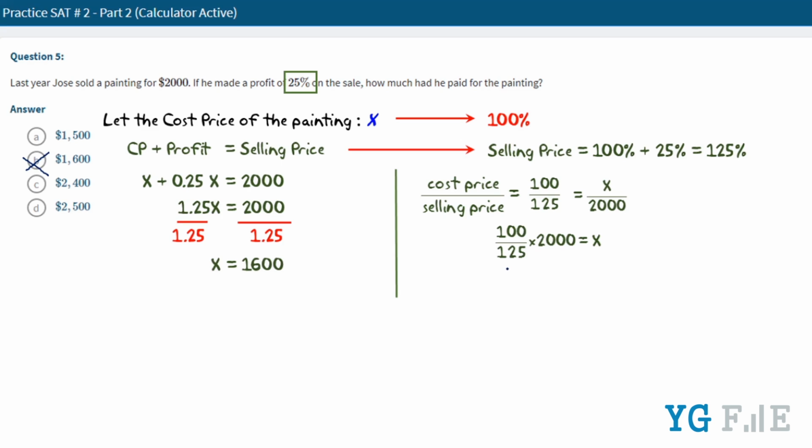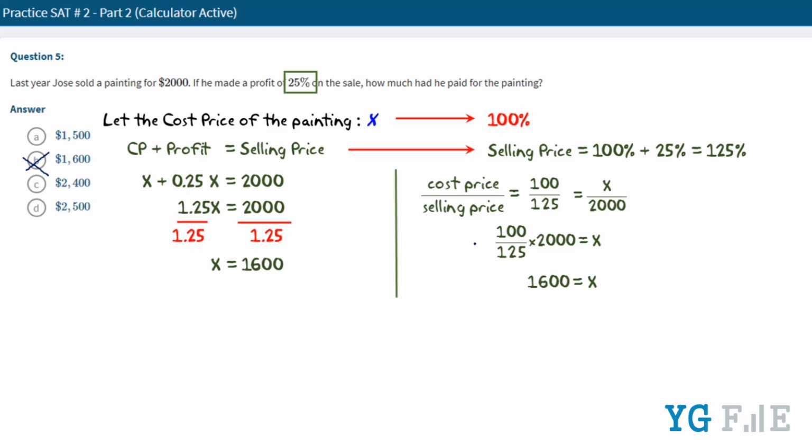We can calculate this, and we get the same result as our previous method, which is X is equal to 1600. So you can use one of these two methods, and you can choose which one is more suitable for you.